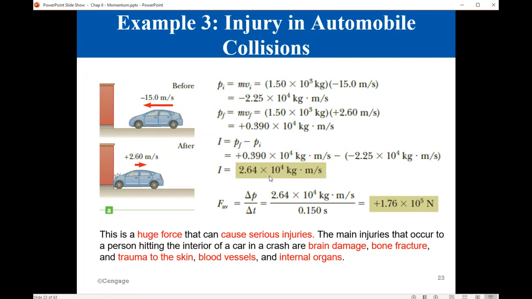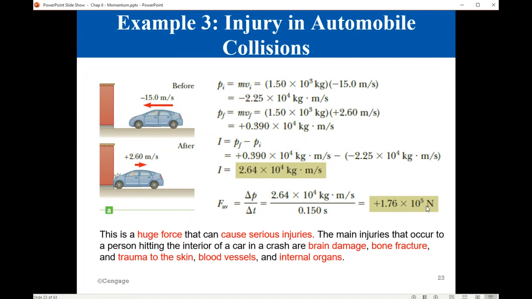We know that impulse equals change in momentum. So now we can calculate the average force. We have the change in momentum from the impulse, this quantity. Divide that by the action time, which is 0.15 seconds, as we are told. So the average force is 1.76 by 10 to the power 5 Newton. This is 176 kilo Newton.